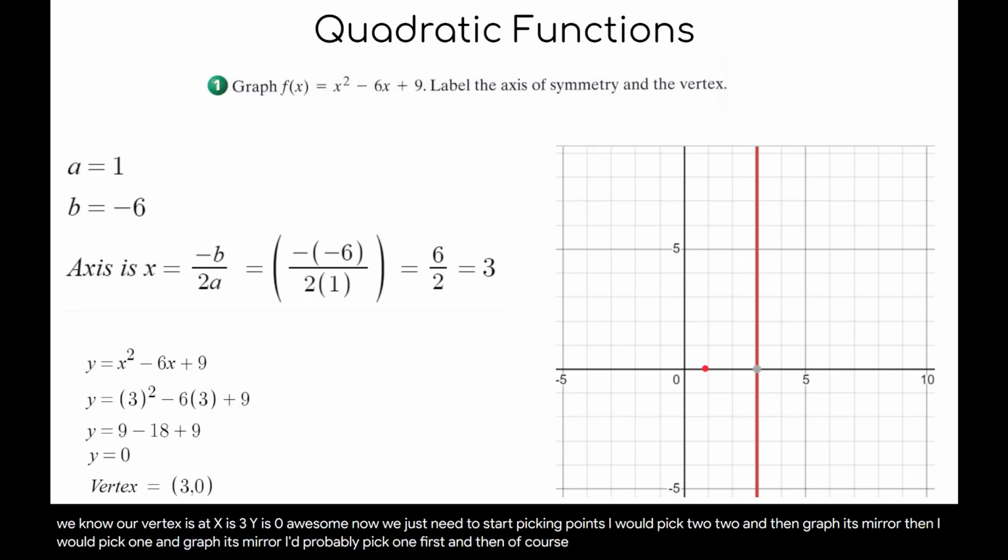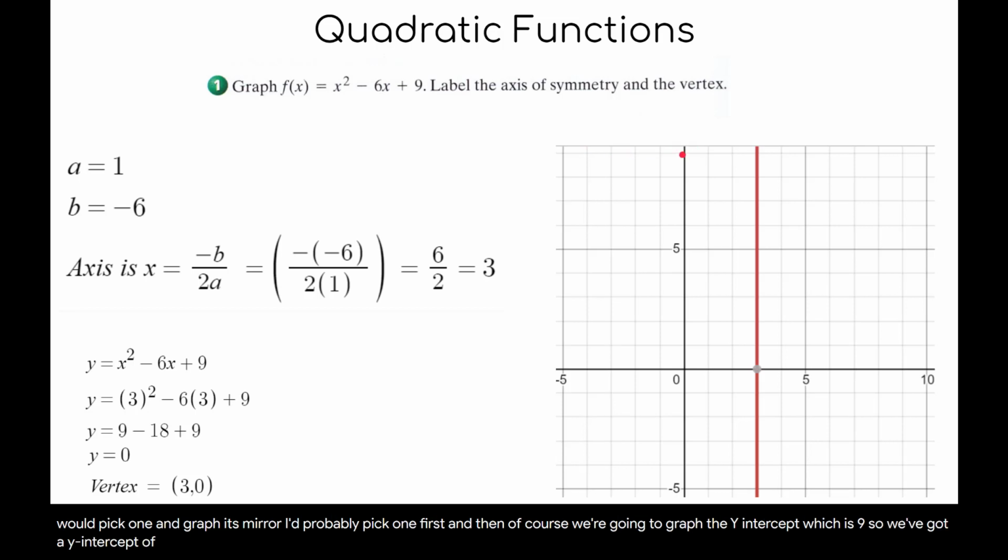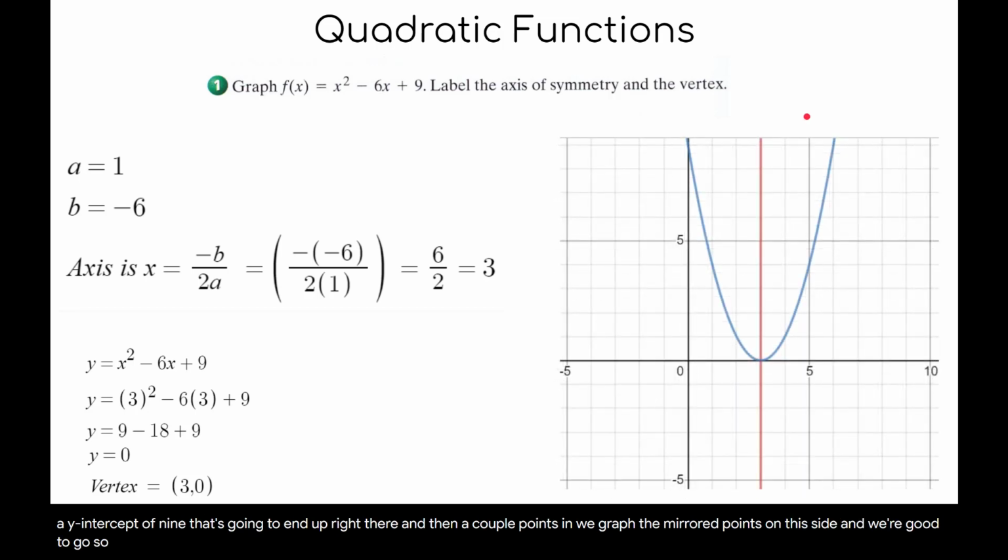And then of course we're going to graph the y-intercept, which is 9. So we've got a y-intercept of 9, that's going to end up right there. And then a couple points in, we graph the mirrored points on this side, and you're good to go. So we end up with this function, with this graph, excuse me. So we've got that y-intercept of 9.